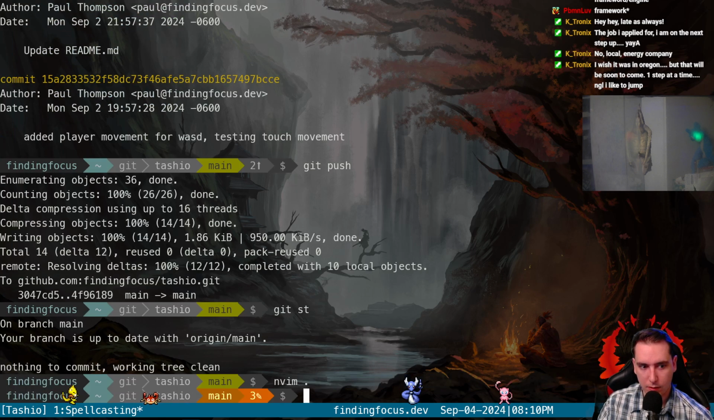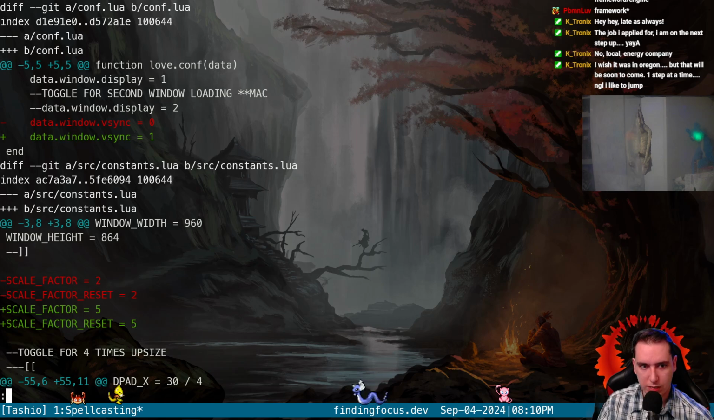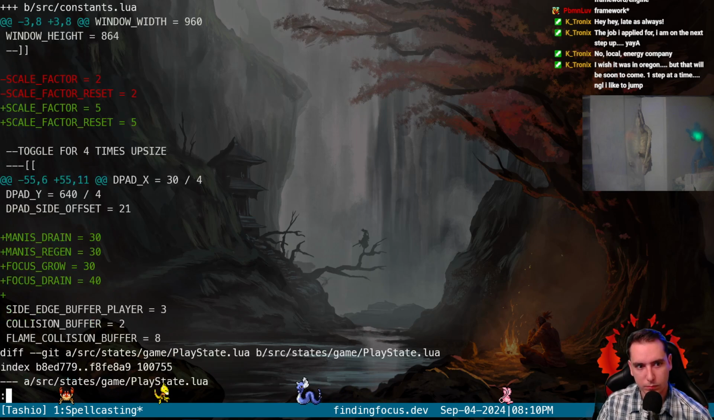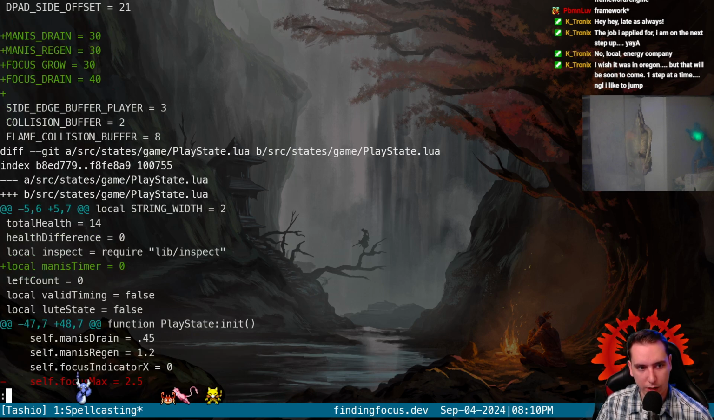Okay, great. I think this is a decent spot to commit. Let's just take a look at our diff here. We changed the scale factor for easier viewing for the stream. We gave us some constants for our modus drain, regeneration, and our focus grow and our focus drain.